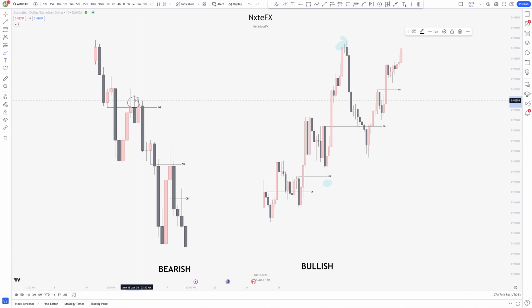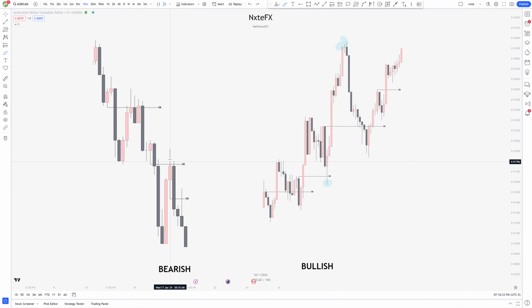Price comes up here, respects it, pushes price lower. We leave behind another order block here. Price continues to push lower, creating another order block here. As the fair value gap gets disrespected, we assume it will make way to the order block. As price respects the order block, it makes another order block.